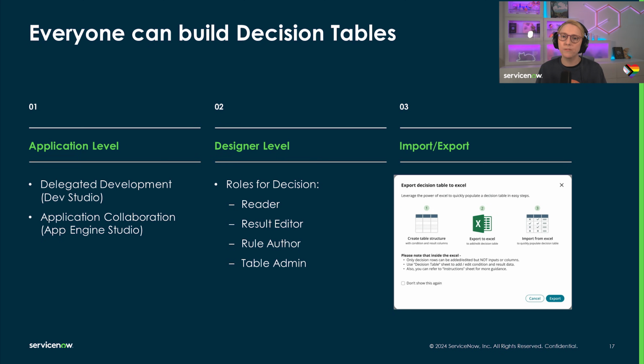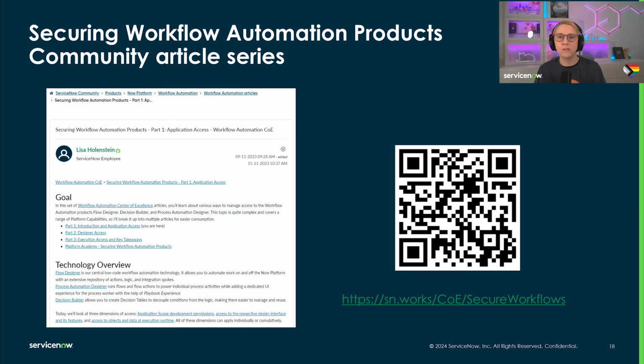Then the process owner would fill out the table and return the completed Excel file to be uploaded for them. To learn more about securing the Workflow Automation Toolkit, check out my article series and Platform Academy video that I published on this topic last fall.